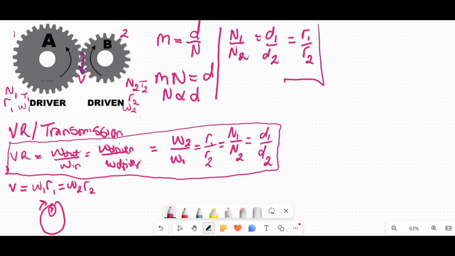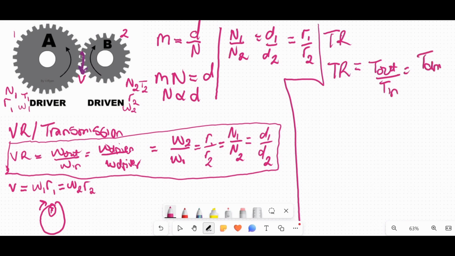Now that we know about the velocity ratio, let's move on to the torque ratio. Same as the velocity ratio, the torque ratio is a ratio of the output torque over the input torque, which is a ratio of the driven gear's torque over the driver gear's torque. So torque ratio is equal to T2 over T1. Now we want to relate it to the number of teeth and all that.